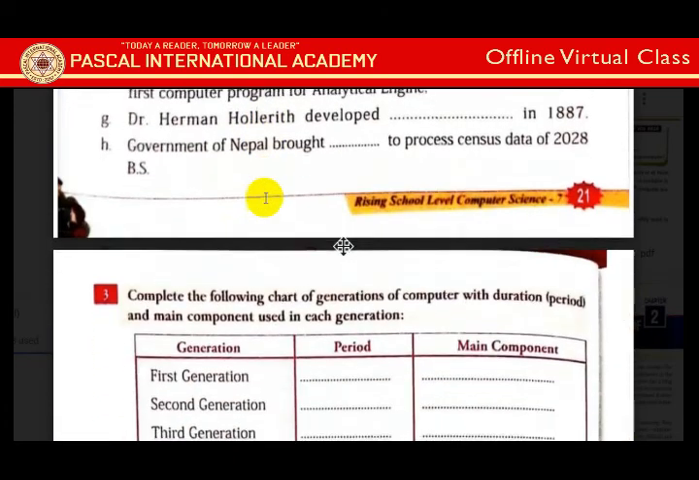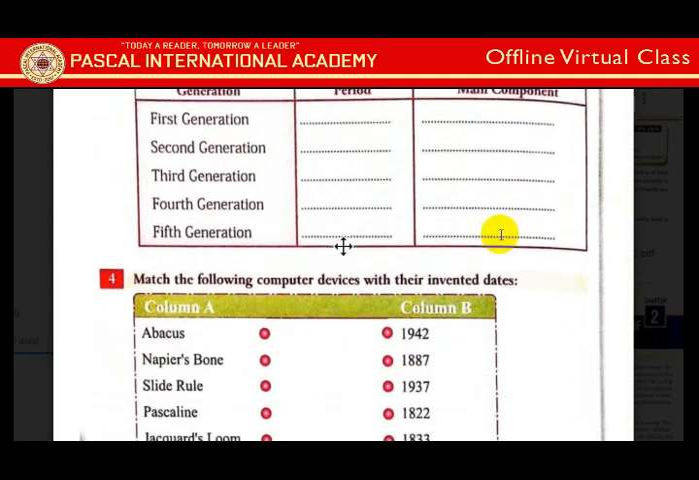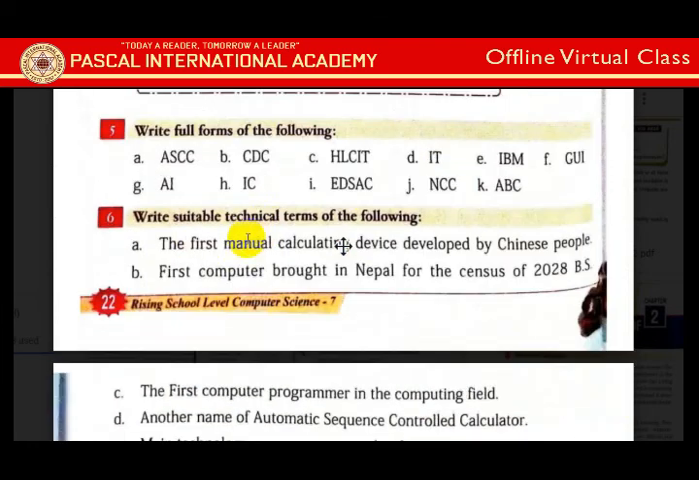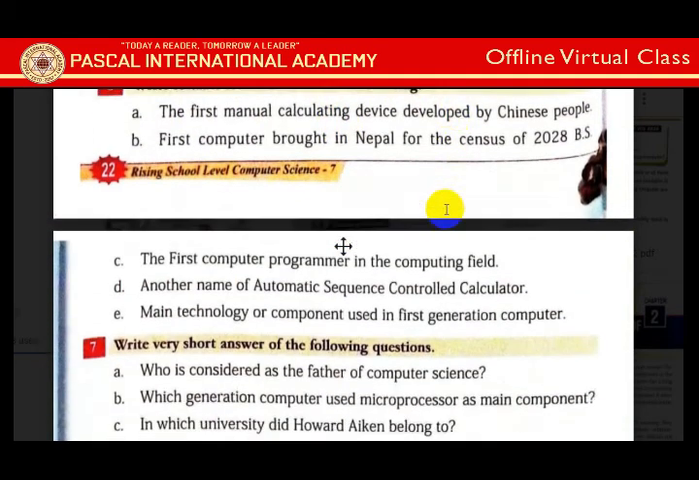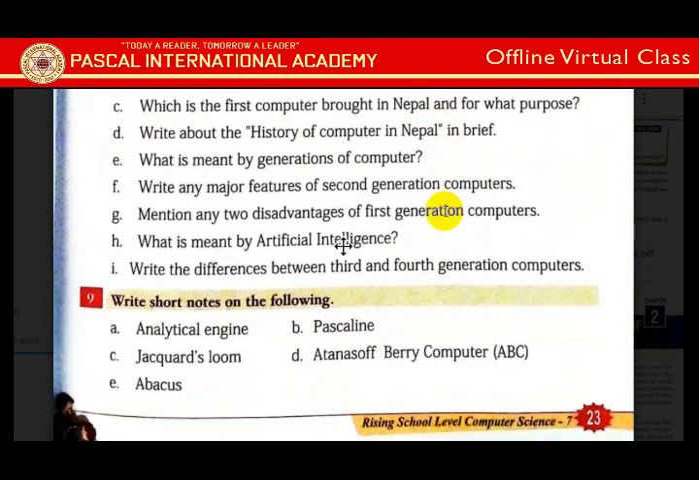This one is number 2, and this third one: complete the following chart of generations of the computer during the period. First generation, where is the first generation? 1945 to 1955. Likewise do this, match the following, and the full forms you will also find in the chapter, and give the suitable terms and question answers also. You finish it all and submit it to me.